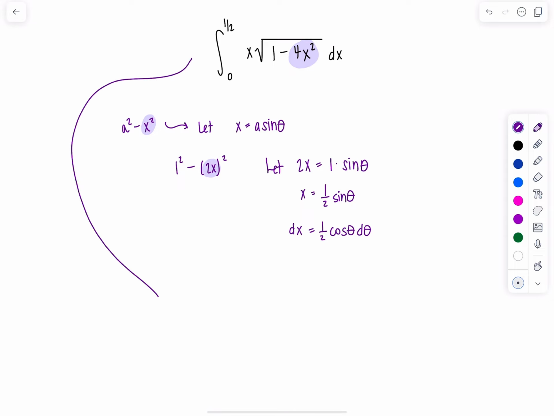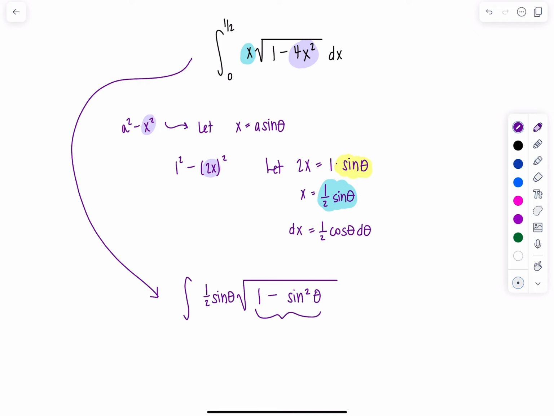Now, this integral is all in terms of x, so let's rewrite everything. So we have an integral in terms of theta. We'll switch the limits in just a second. Now, here we go, color coding party. Plain old x, I'm going to replace with 1/2 sine theta. Then we have square root 1 minus, now 2x was just sine theta, so 4x squared would be sine squared theta, which is just what we want, because remember we want to be able to use our Pythagorean identities right there.